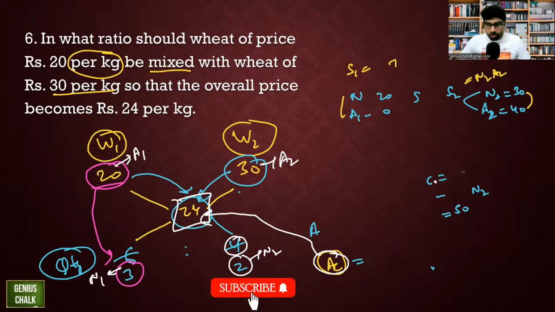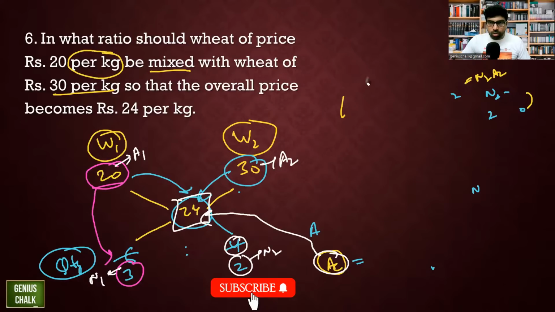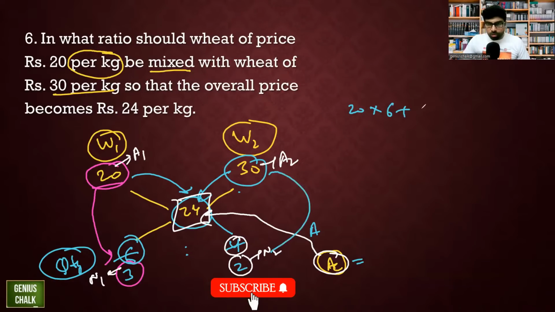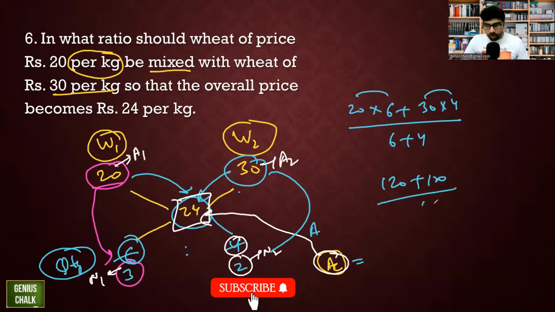Now, suppose you don't know the alligation method and still you want to find the answer without alligation, how will you approach? You will say, okay, I know the formula of combined average. So what is N1 A1? First it should be 20 into 6, N1 A1, and 30 into 4, and overall is N1 plus N2, 6 plus 4. So this is 120, this is 120, and this is 10. So 240 by 10, my answer is 24. And here also I'm getting 24.